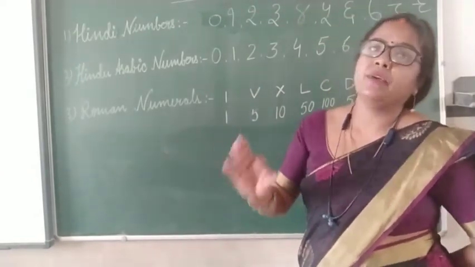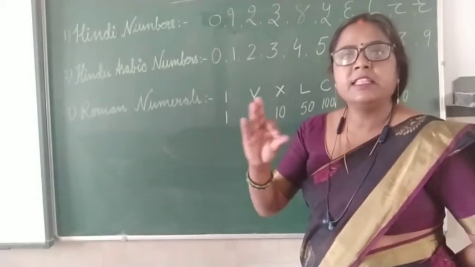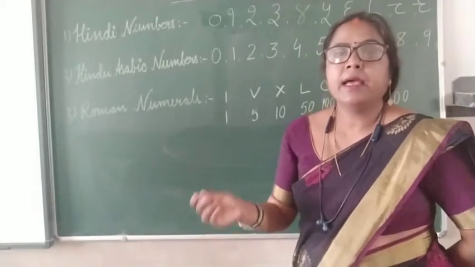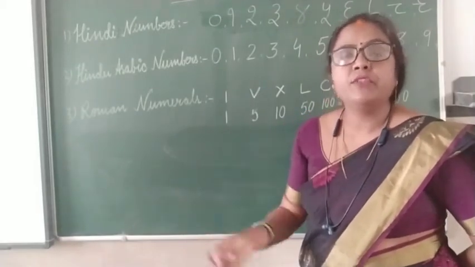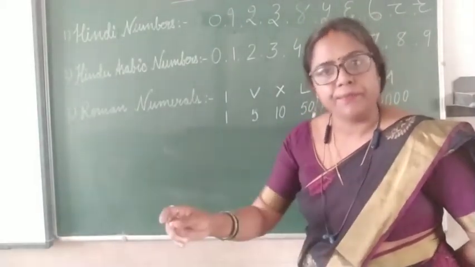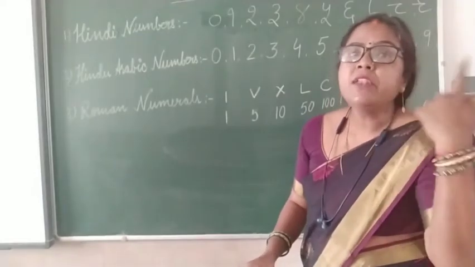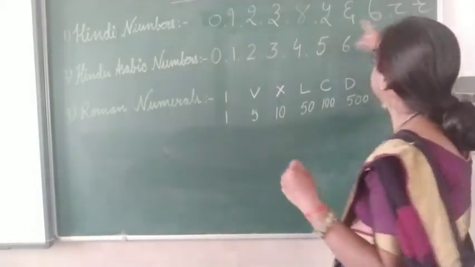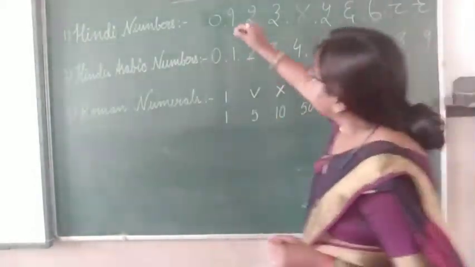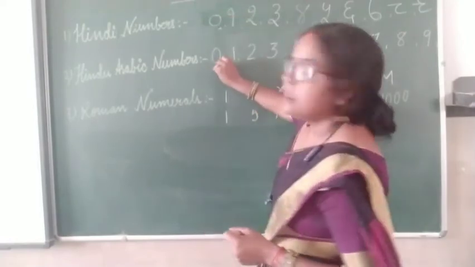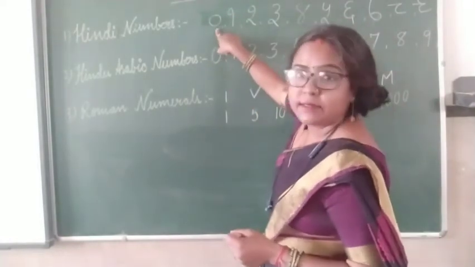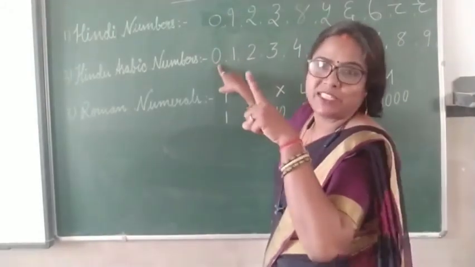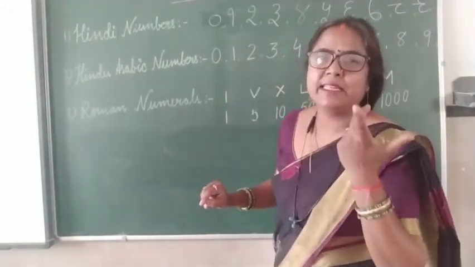If we join 4, 3, 5, we call it 435. This is a number. More than one digit will frame a number. You can see the difference between Shunya and 0. Shunya is a circle, and 0 is an oval shape. These are the basic differences.